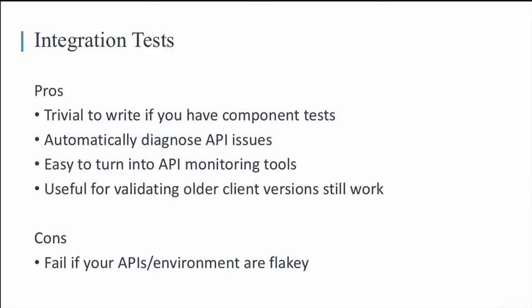So integration tests, trivial to write. They automatically diagnose API issues. And if you improve your assertions, make that even easier. You can turn them into API monitoring tools. And another really subtle benefit is you can take an older branch or tagged version of your app and run those once a week or once a day. And so maybe you have a version of your app that's been in production for 6 months that everyone's forgotten about. You can keep running those tests once a week. And then if the server team accidentally retire some old API without telling you, you're going to notice that.